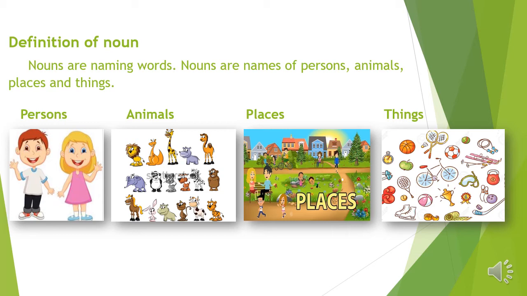Girl, boy, doctor are examples of persons. Cat, tiger, elephant are examples of animals. Shop, library, market are examples of places. Desk, knife, apple are examples of things.